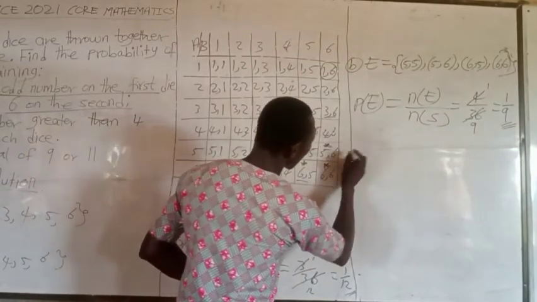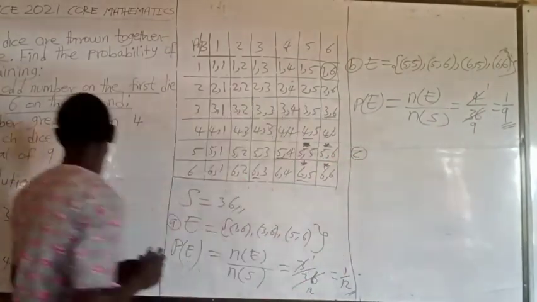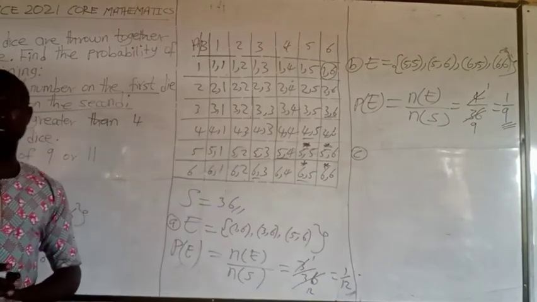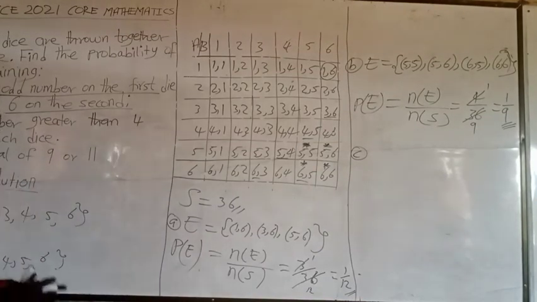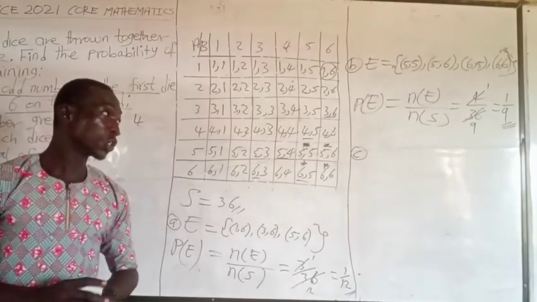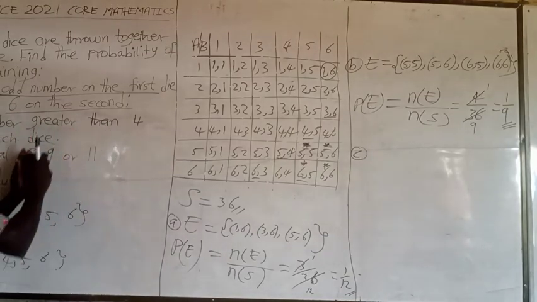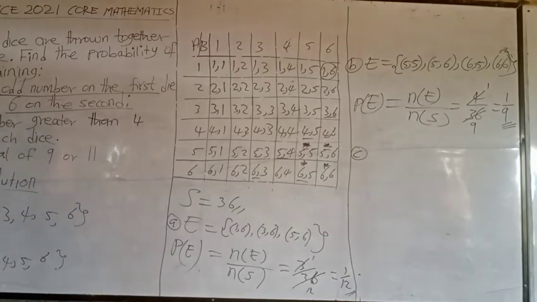And the last one is the probability of obtaining a total of 9 or 11. The probability of obtaining a total of 9 or 11. So guys, this particular question, there are 2 ways of working it. And that is, firstly, you can list all of these together in one set.